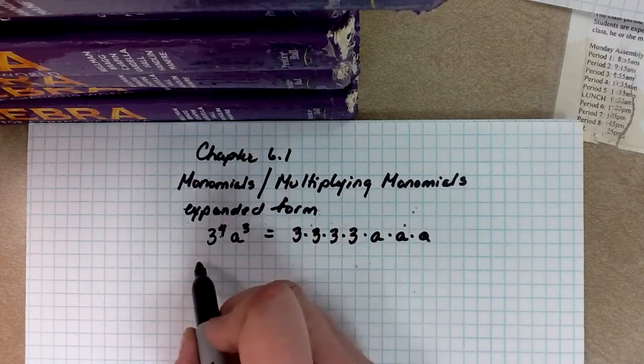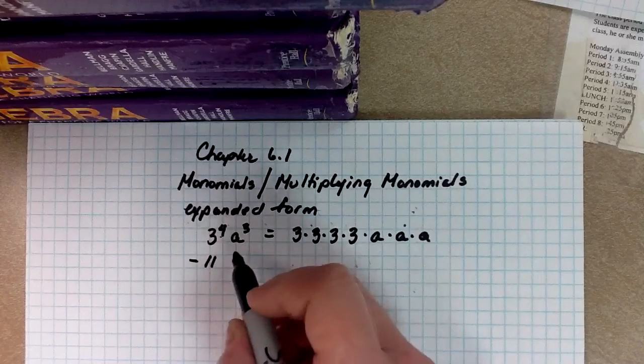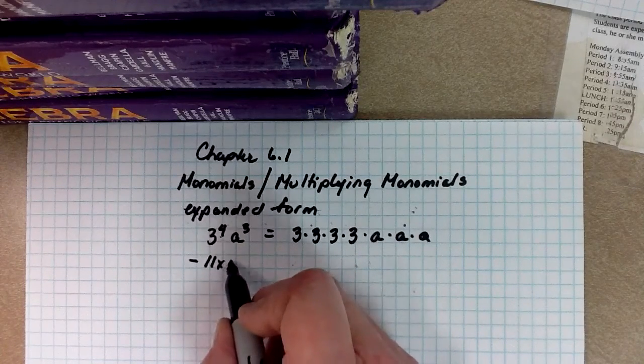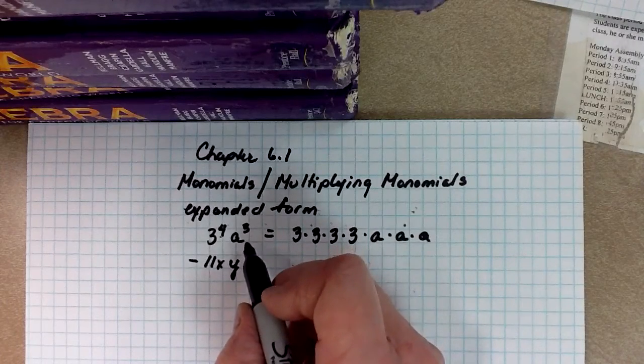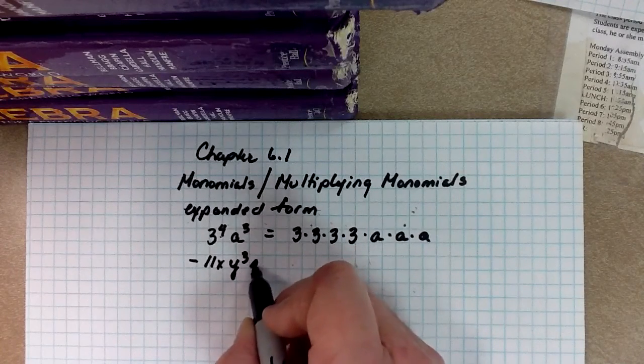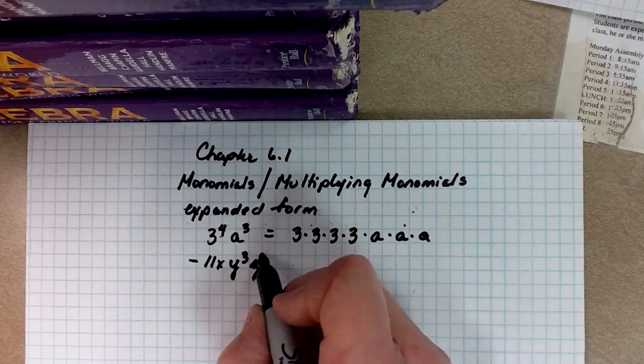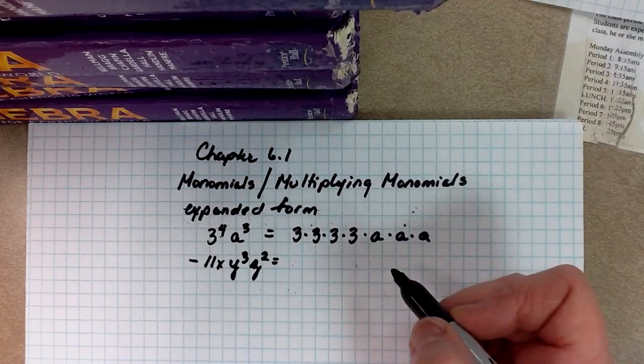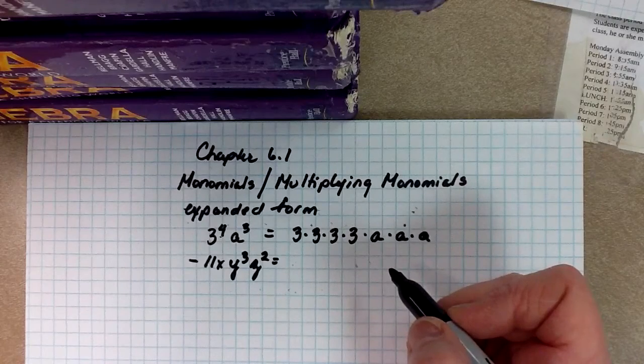Let's take a look at another one, okay, and you can work along with me. If I had negative 11x times y to the third power times z to the second power, well, do it along with me. What do you think that it's going to look like?